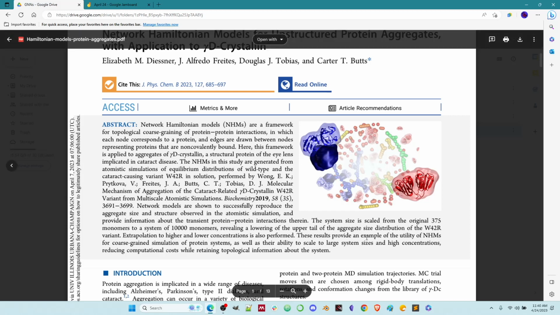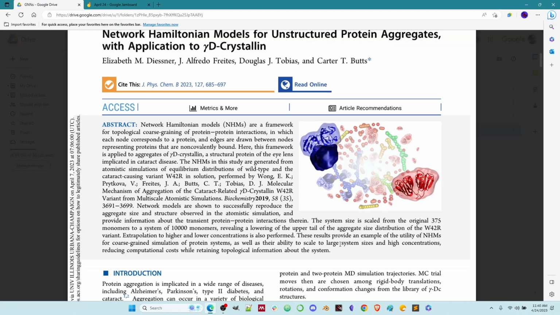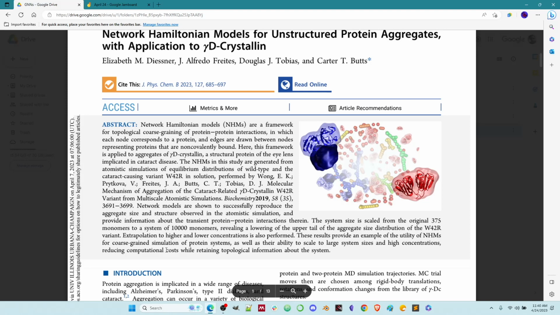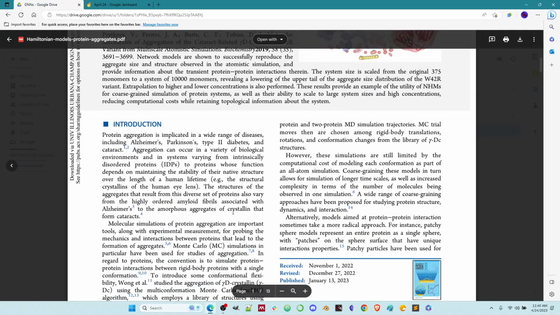These results provide an example of the utility of NHMs for coarse-grained simulations of protein systems, as well as their ability to scale to large system sizes and high concentrations, reducing computational costs while retaining topological information about the system. So Hamiltonians are these dynamical systems models, and you're simply treating each node as a Hamiltonian that evolves over time, and you're connecting them in a network. So that's basically what they're doing here.